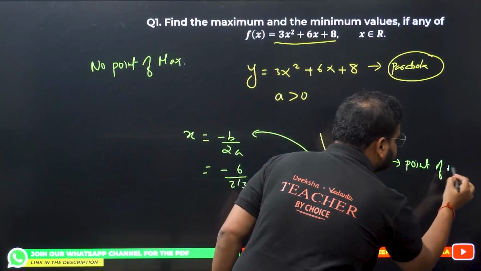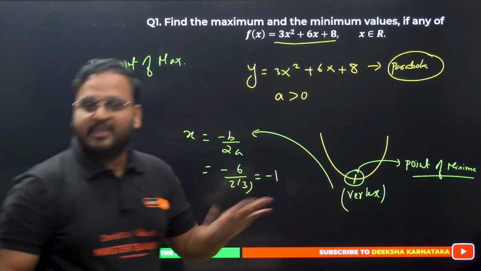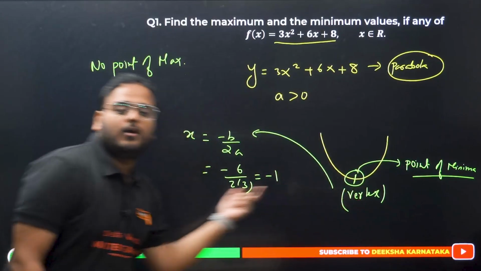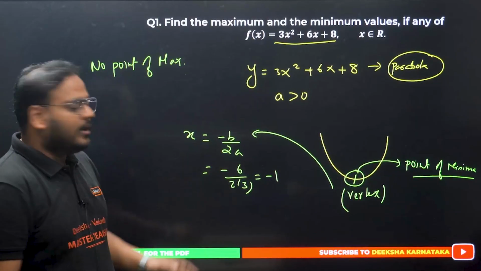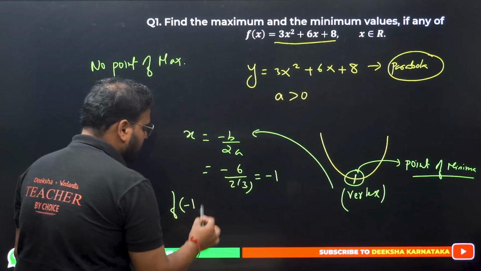Point of minima. So this given function does not have any point of maxima, only a point of minima is there, and for that we know the vertex formula, the x coordinate is minus b by 2a. Simply find f of this x coordinate, which is minus 1. What are you going to get?